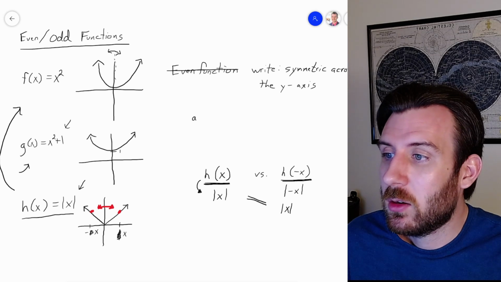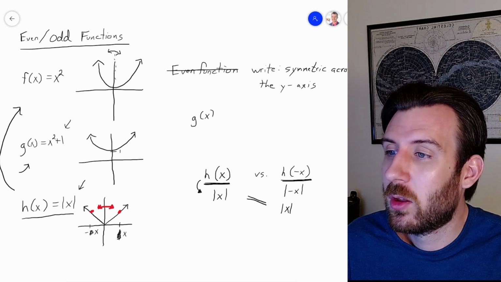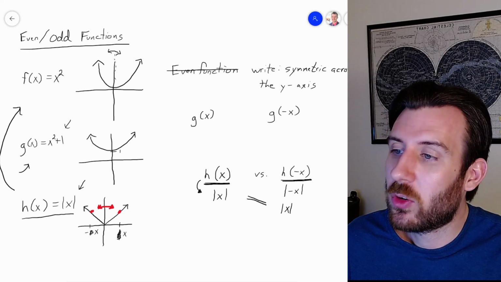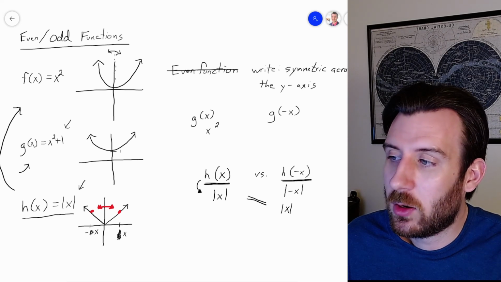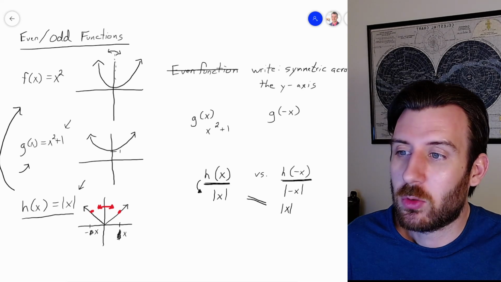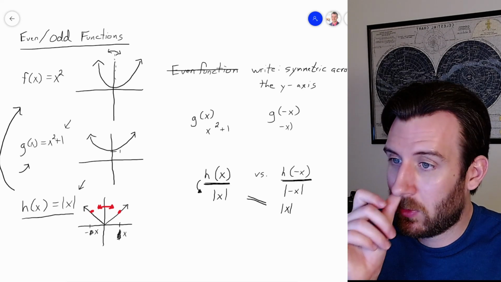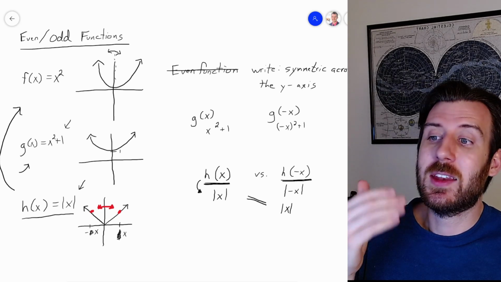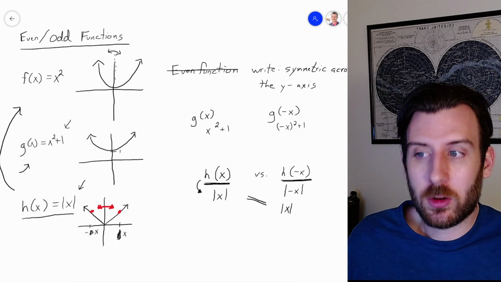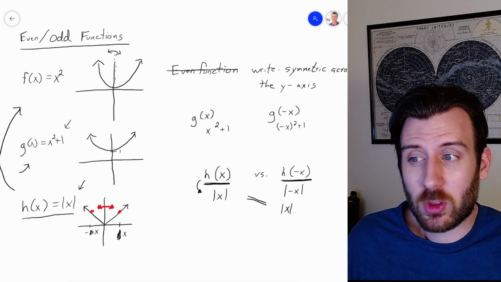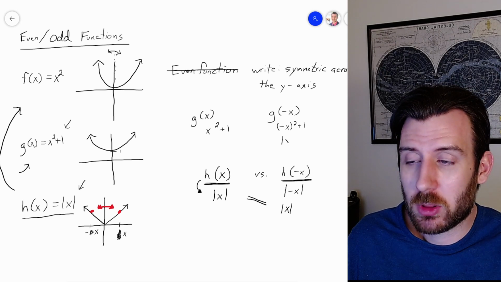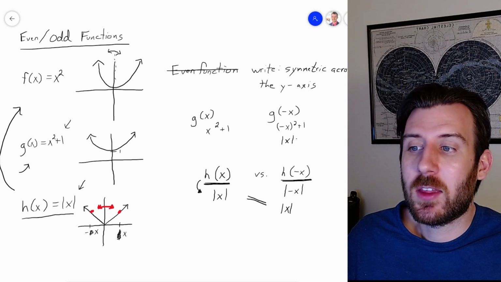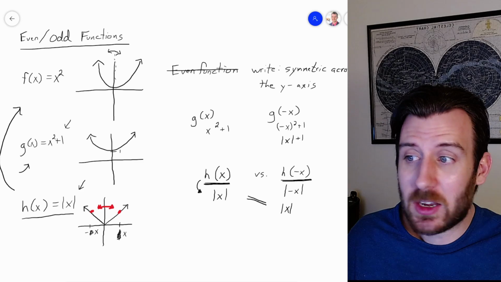If I plug in x into g of x and I compare that to plugging in negative x, well, this over here is going to be x squared plus 1. This one over here is going to be negative x squared plus 1. Well, if you think of it, negative x squared has to be positive. So let's use absolute values to show that we're really confident that the answer here is going to come out positive, whether x is negative or not.